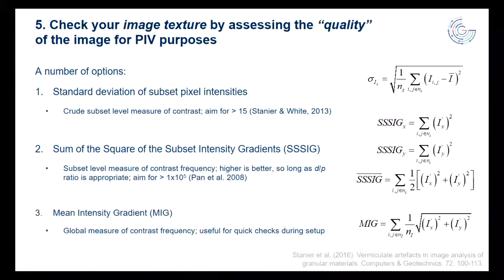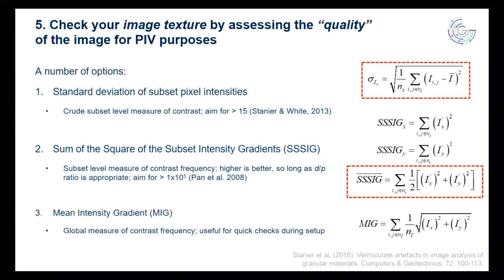They're two subset level quantities, but you can also look at the image as a whole and calculate the mean intensity gradient, which is just a variant on SIG developed by the same research group in Beijing. That will give you a sort of global, quick, rough measure of the contrast frequency in the problem. Now, you don't need to calculate these yourselves. If you're using GeoPIV-RG, then these are actually calculated in the mesh output file. They're the last columns in the output data. And so you can plot those values across the population of subsets in order to check that you're somewhere near these criteria.